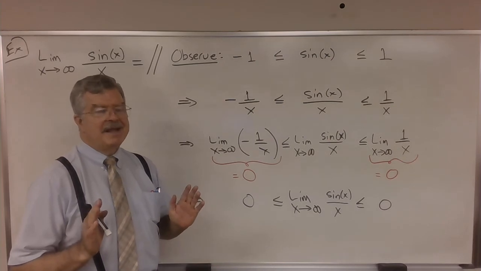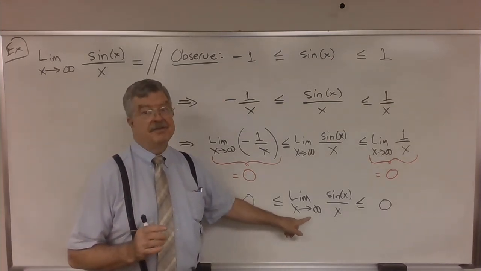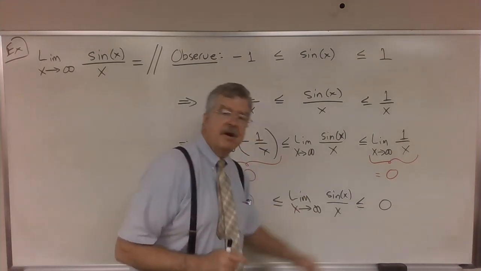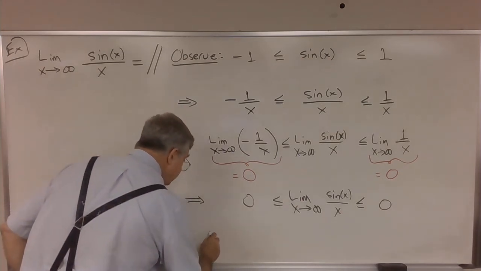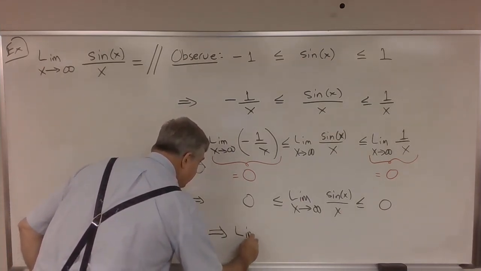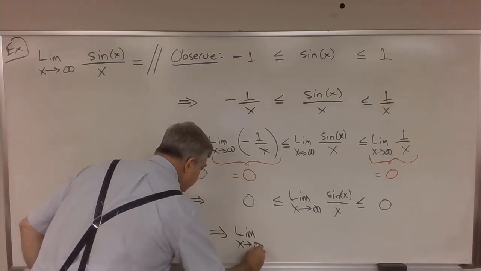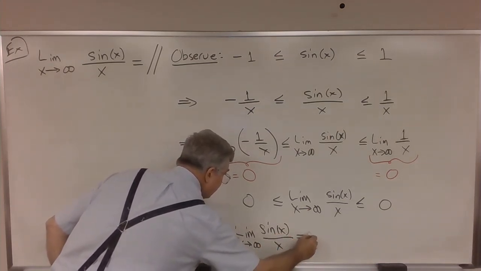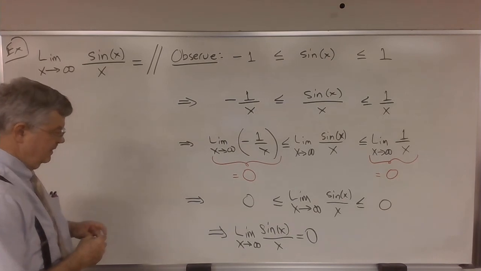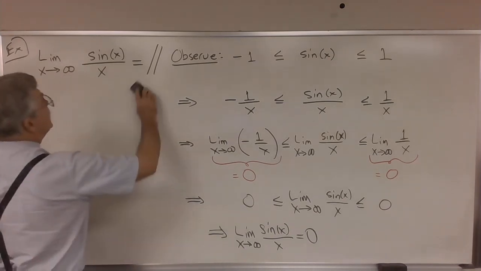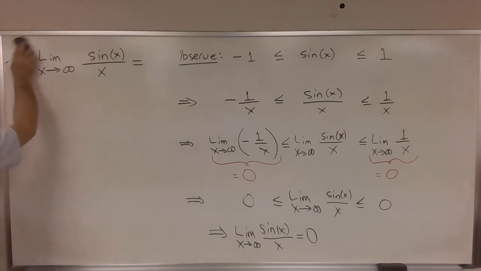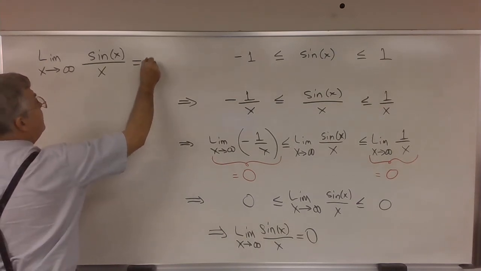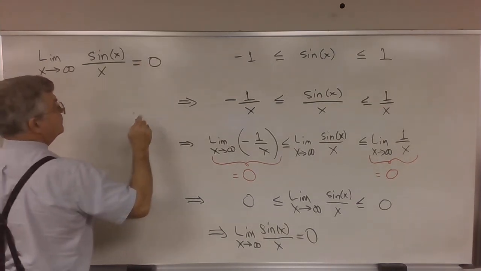The only way that that can happen is if this is 0, right? We have something that's sandwiched between 0 and 0. That is only possible if the expression equals 0. So that's our result.